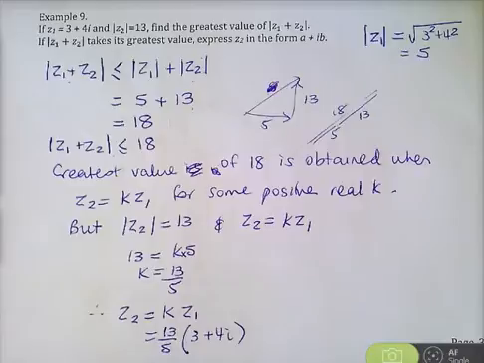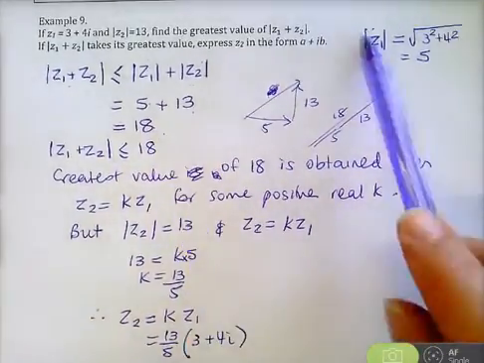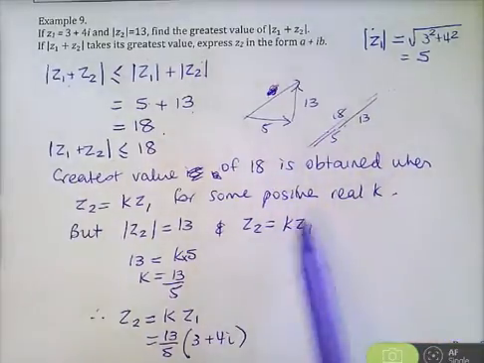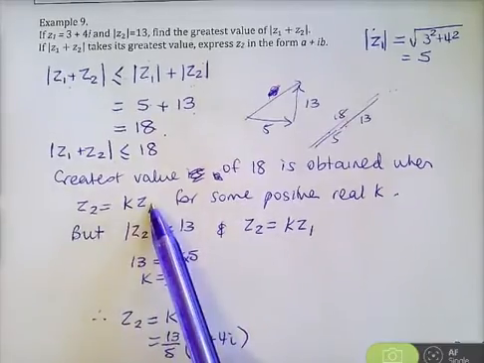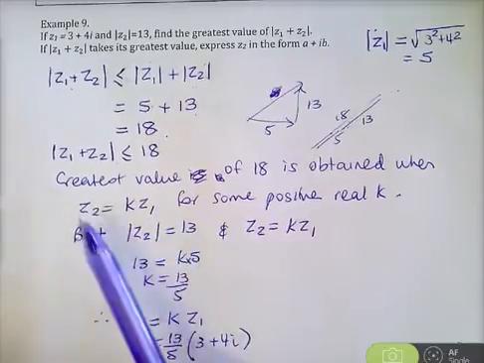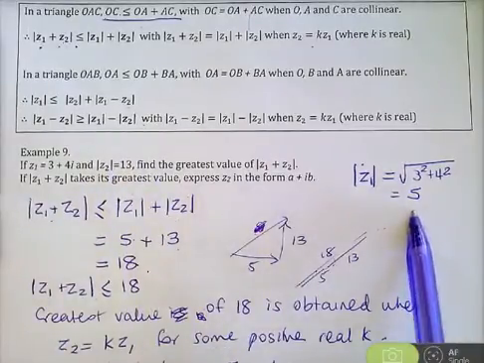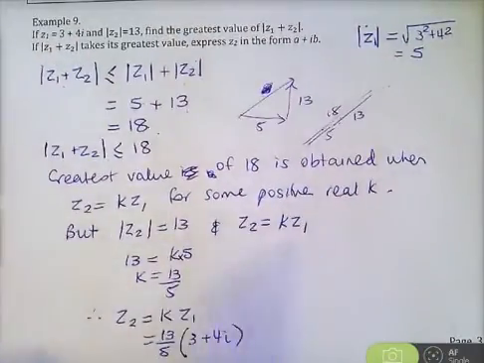So you all know that it's not a triangle anymore when it'll add up to 18, and you know that that's going to be when those two are collinear. So in other words, it's going to be when Z2 equals some constant times Z1. Now why did I say Z2 is a constant times Z1? I'll tell you why. Modulus of Z2 is 13. We know that the modulus of Z1 is 5. So 5 times something gives me 13, and that's what we're doing here.